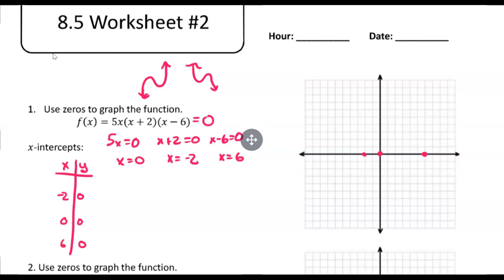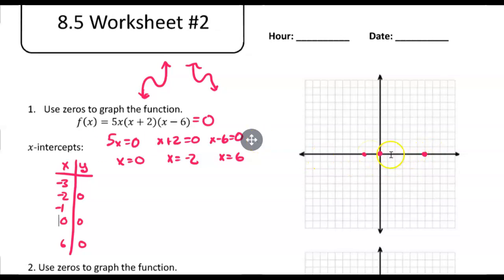So you need to use your calculator, and you need to find a point to the left of this 0. So this is at -2, so let's do -3. And then you need to find a point between these two zeros. So right between it is -1. Let's use -1.